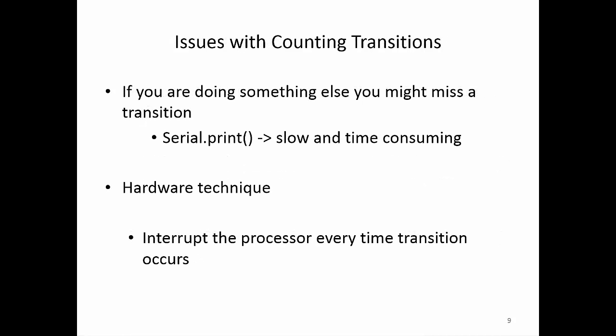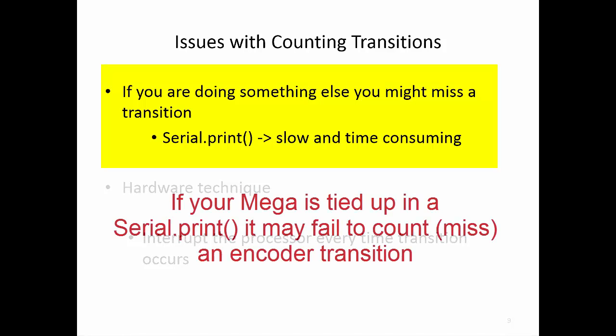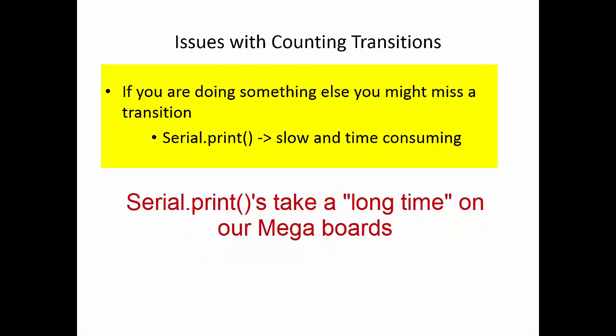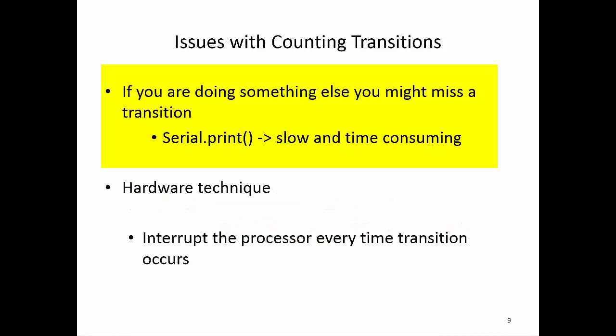There's some issues with using our wheel encoder with a straight state machine. Different functions on the Arduino take longer periods of time. For instance, using a serial print is very time consuming and can be very slow. If we're in the middle of doing a serial print and a transition actually was to happen on our encoder, we could miss that transition because the Arduino processor would be doing something else. This is a problem that we need to overcome.